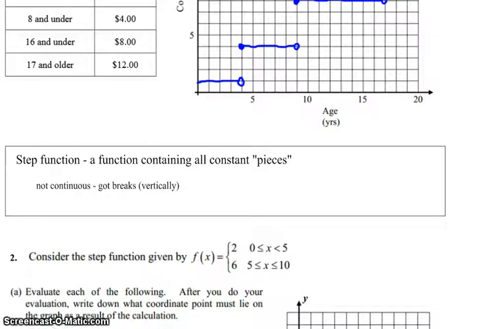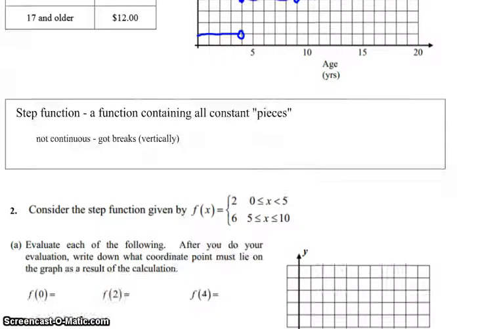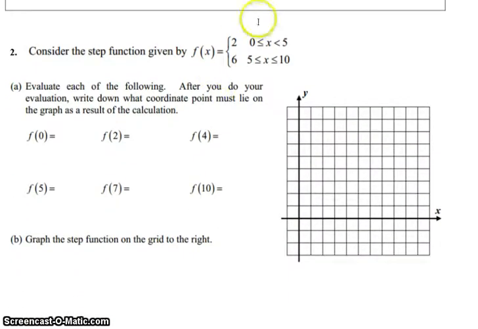All right, so let's go to question number 2. This is a more traditional way to define a step function. It says the function f of x, and it breaks it into its 2 pieces. The value of f of x, or you can think of it as the y value, is going to be 2 if x is from 0 to less than 5, and it's going to be 6 if it's from 5 all the way to 10.